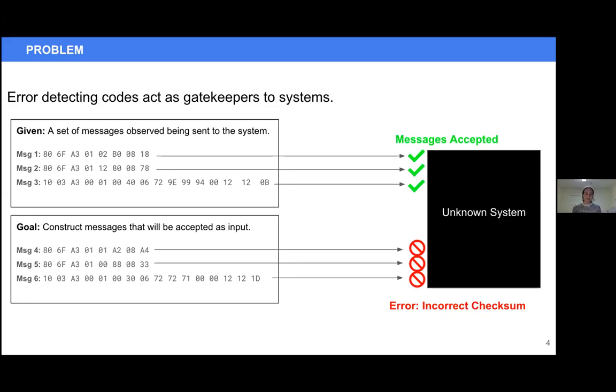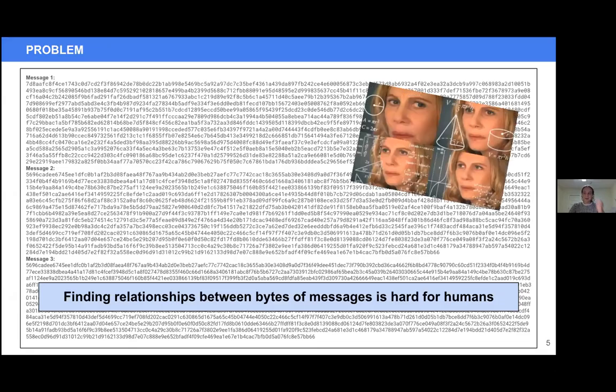So the point I want to make here is that reversing a checksum calculation might not be the main goal of the analyst, but for this reason, it is an important obstacle that has to be overcome on the path to some larger goal. And so this is not a super trivial problem, especially when input messages are long. Finding relationships between bytes is time consuming and tedious for a human to do. And so this is why we thought that an automated approach to this process could be really helpful.